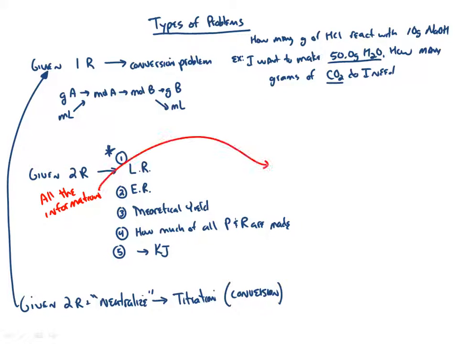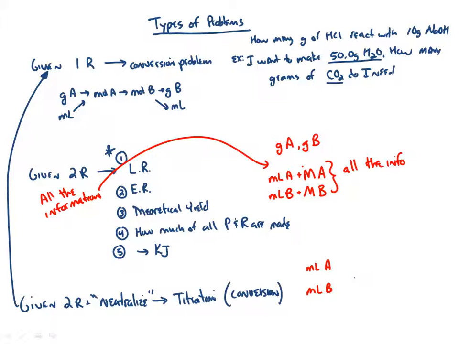All the information means that I know either grams of A and grams of B, or if I know milliliters of A, I also have to know molarity of A, right? And if I know milliliters of B, I have to know molarity of B, meaning that there's all the info. Whereas for a titration problem, you're given something like milliliters of A, milliliters of B, molarity of B, and you might not know the molarity of A, meaning one of those four pieces is missing.